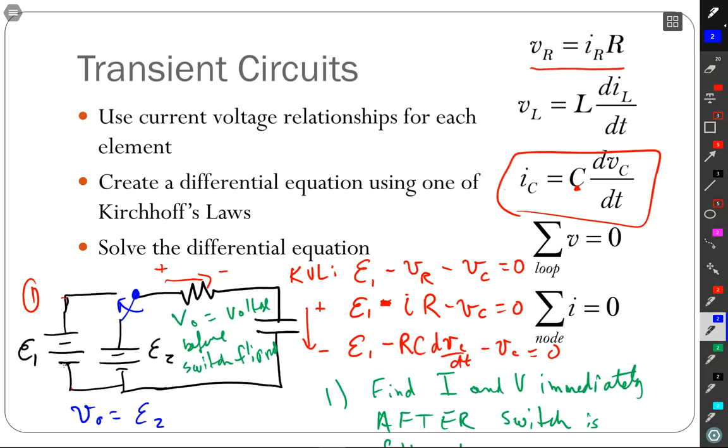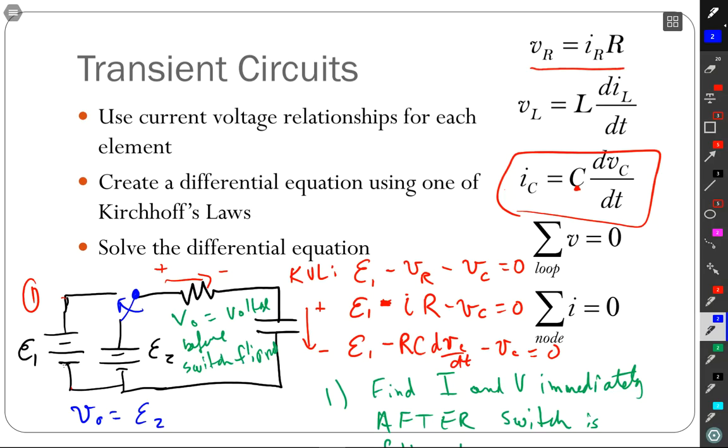So how about those first two equations? Can you explain that? Okay, the first equation, E1 minus VR minus VC equals 0, is just using Kirchhoff's voltage law. I did the voltage rise going through E1, then the voltage drop across the resistor and the voltage drop across the capacitor. So that's where I got the first equation.